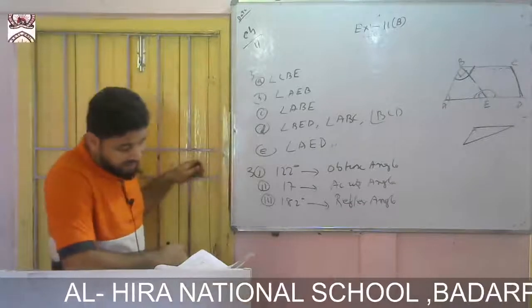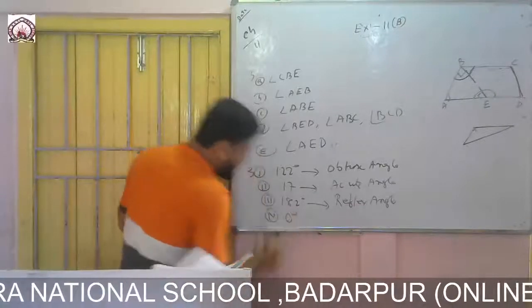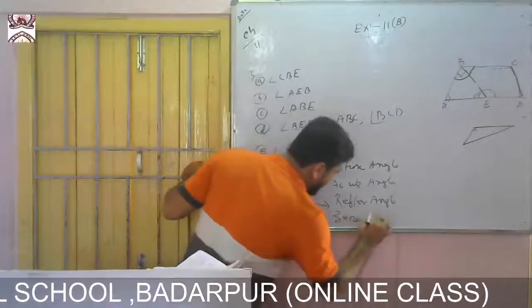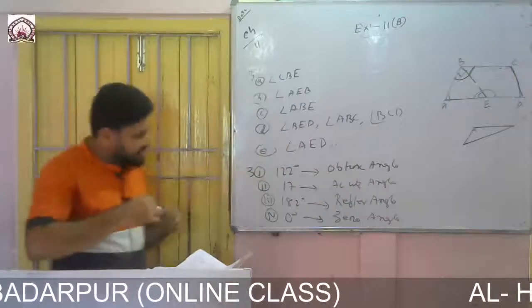Now come to part 4: 0. So 0 means it is a zero angle.